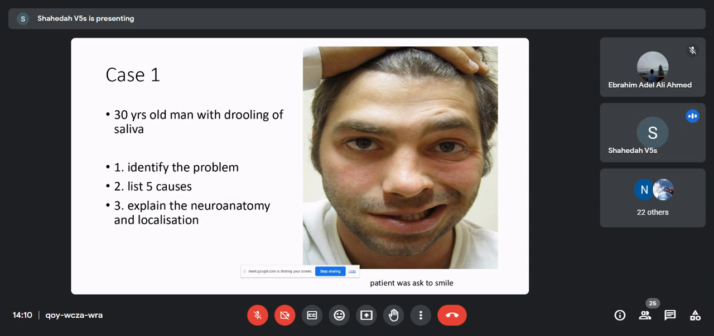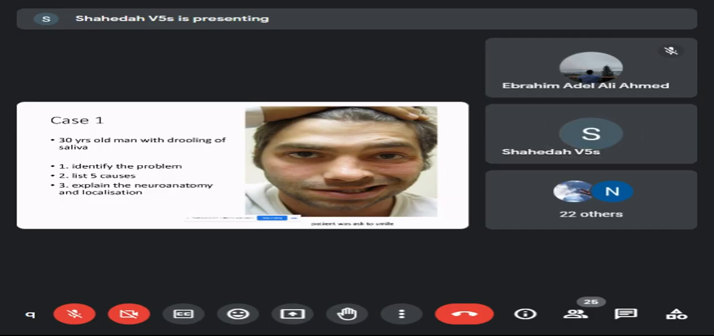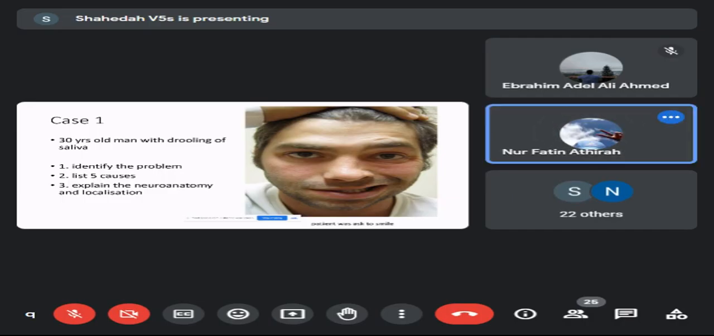Okay, so what is the description in the photo? The description is loss of the nasolabial fold, and on the forehead there is loss of the forehead wrinkle, and the eyebrow, inability to raise the eyebrow. So all of this shows that this patient has weakness over the right side of the face.